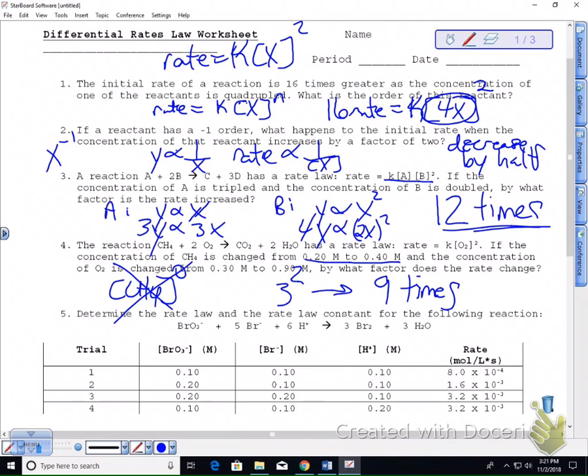Okay, we're going to pause there and we'll break this video up, and we'll do in the next video some examples using the method of initial rates. So let me know if you have any questions about the law of mass action here.